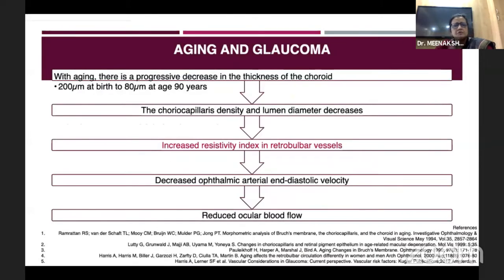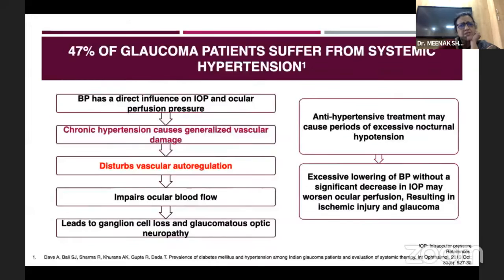We know that as a person ages, there is increased resistivity index of the retrobulbar vessels, and this leads to a decrease of ophthalmic artery systolic velocity and decreased ocular blood flow. Also, with aging, there is a progressive decrease in the thickness of the choroid, and this also decreases the circulation.